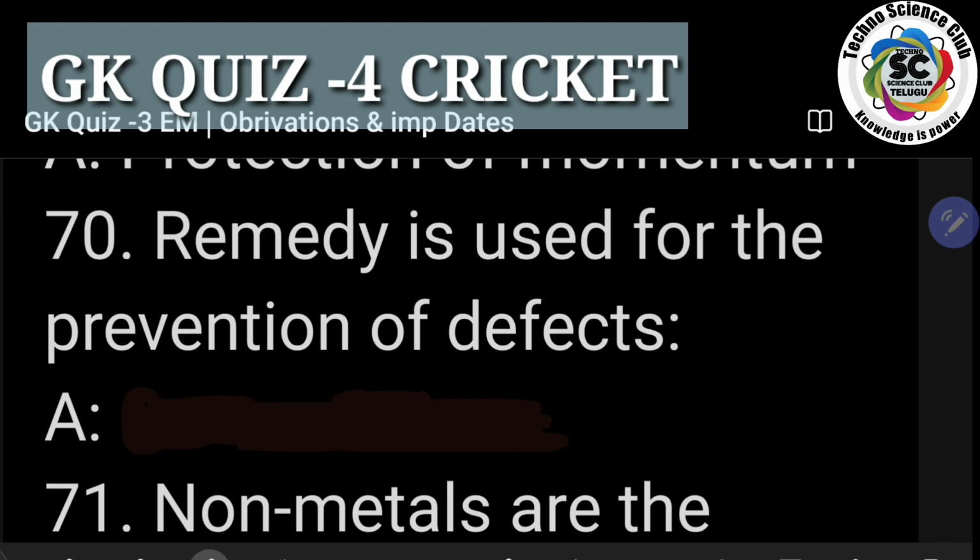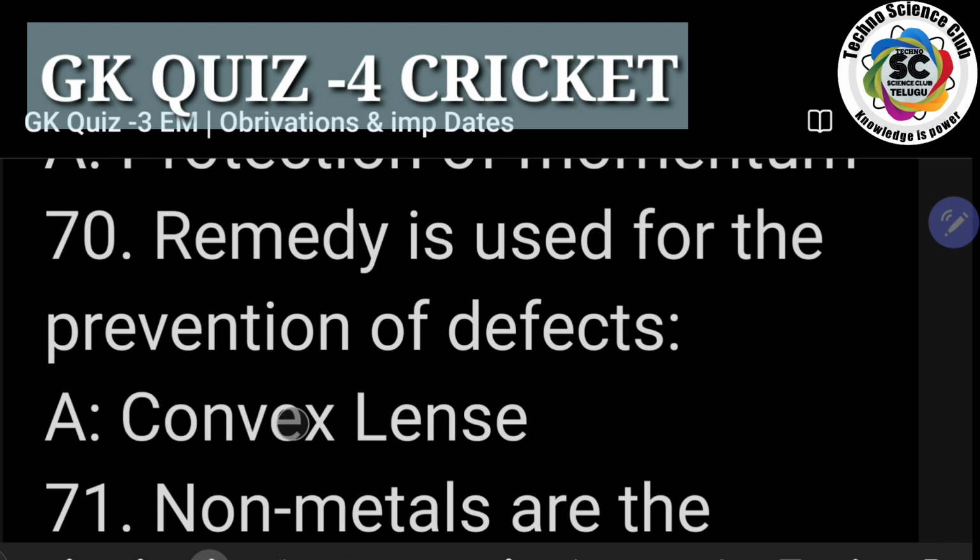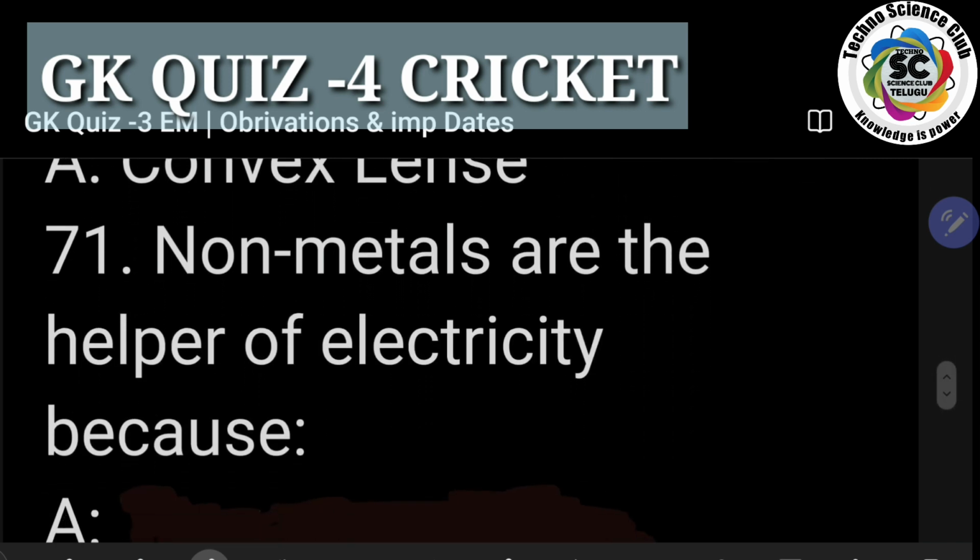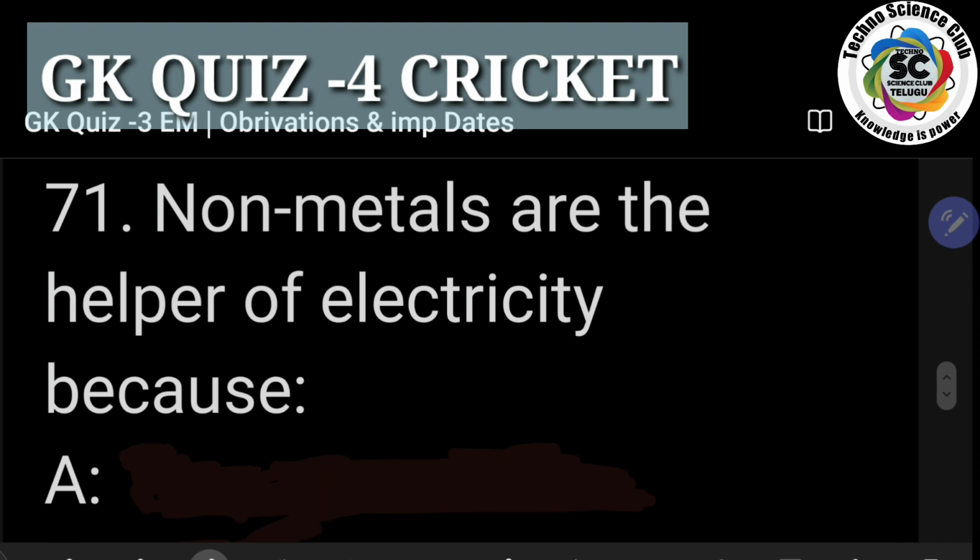Next, which remedy is used for the prevention of eye defects? The remedy used for the prevention of eye defects is convex lens and concave lens, etc. Next, non-metals are poor conductors of electricity because they do not have free electrons. Andukani electricity pass kadu.